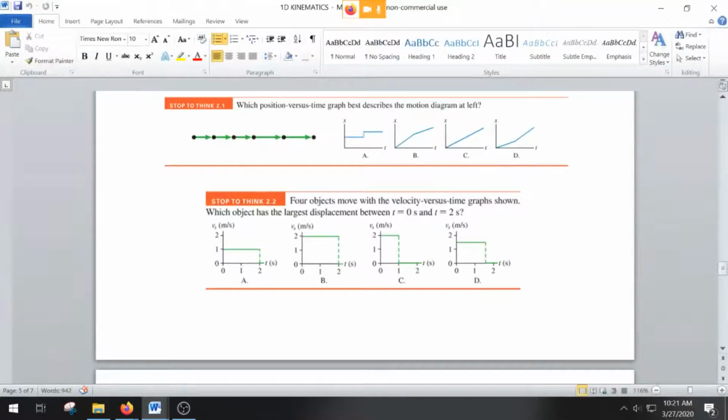So you can either solve it out, right? This guy's got 2 meters, 4 meters, 2 meters, 2 times 1.5, 3 meters. So we know that this guy, B, has the largest displacement, right? This one you could just use the eyeball test though, right? Obviously B has the greatest area underneath the curve.